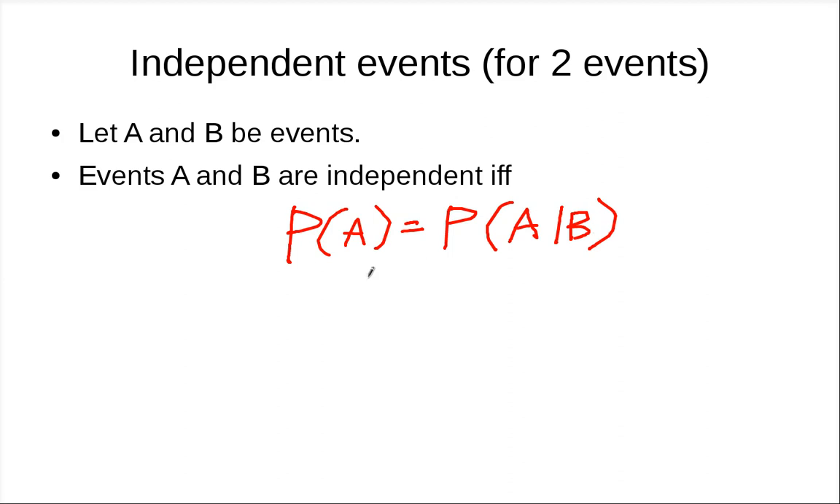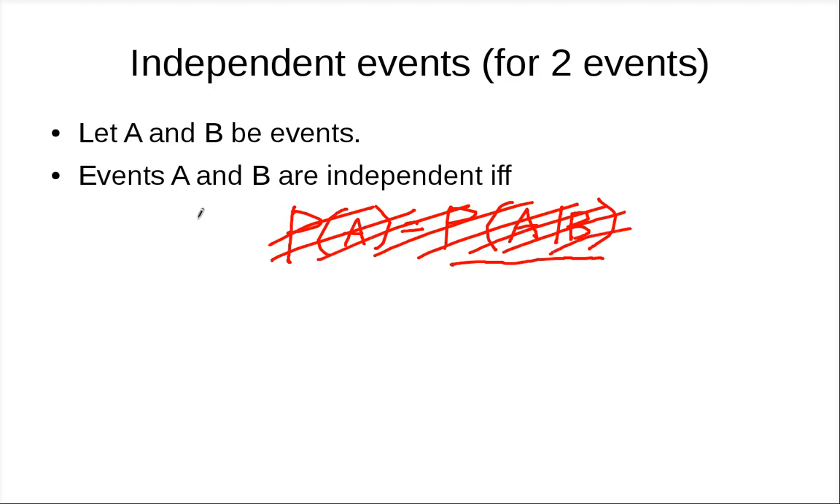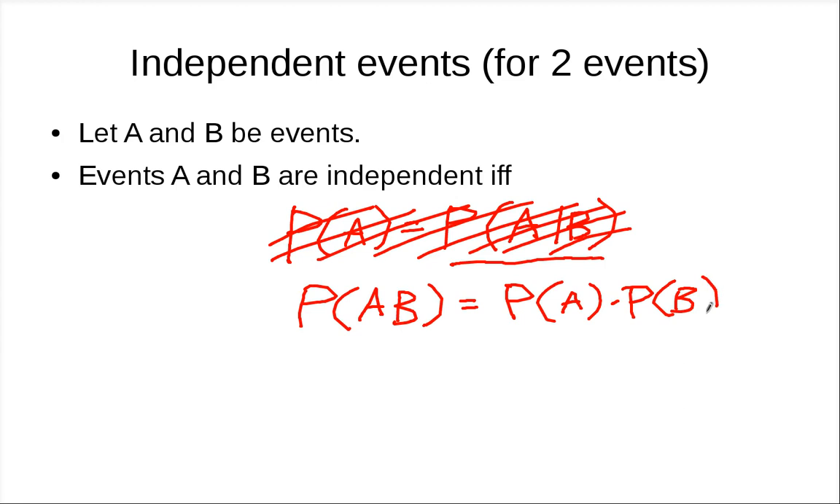This definition is fine, which is why we use it in the beginning, but it's kind of restrictive because this term is only defined when the probability of B is non-zero. So we're going to change this definition a little bit. We say that events A and B are independent if the probability of A and B equals the probability of A times the probability of B. This is essentially the same as the above, but it's defined when the probability of B equals zero as well. So we're going to use this definition instead.